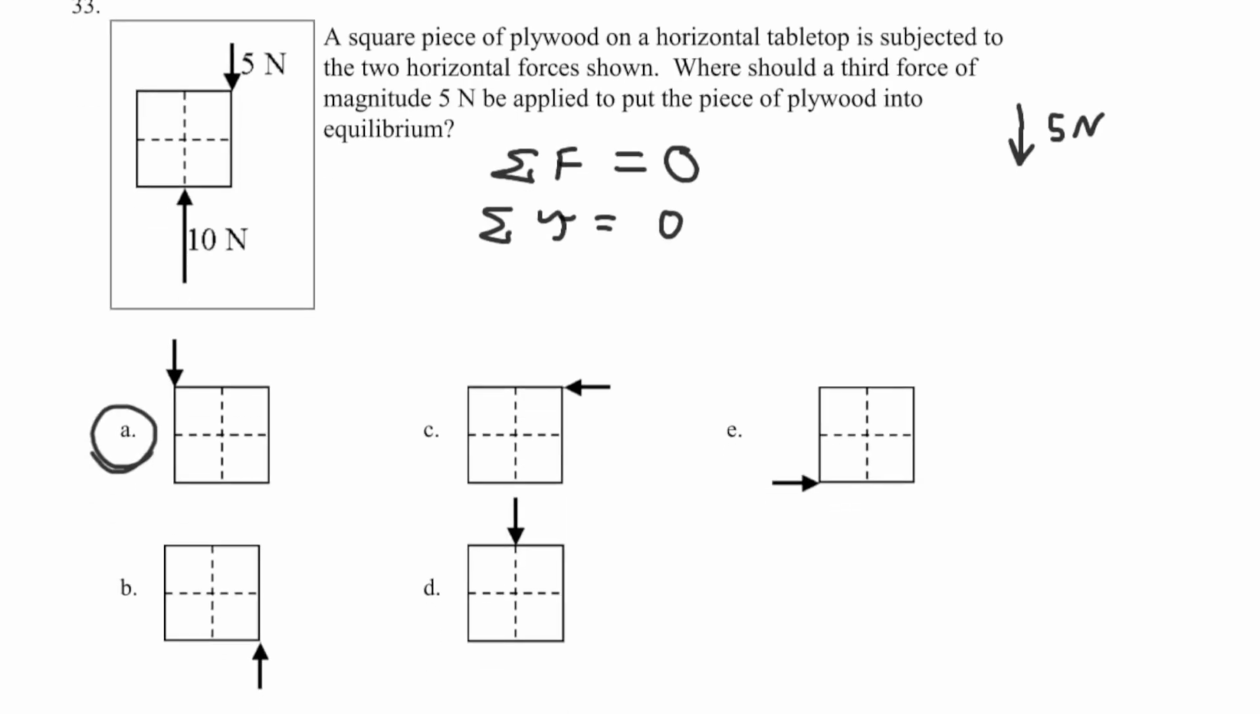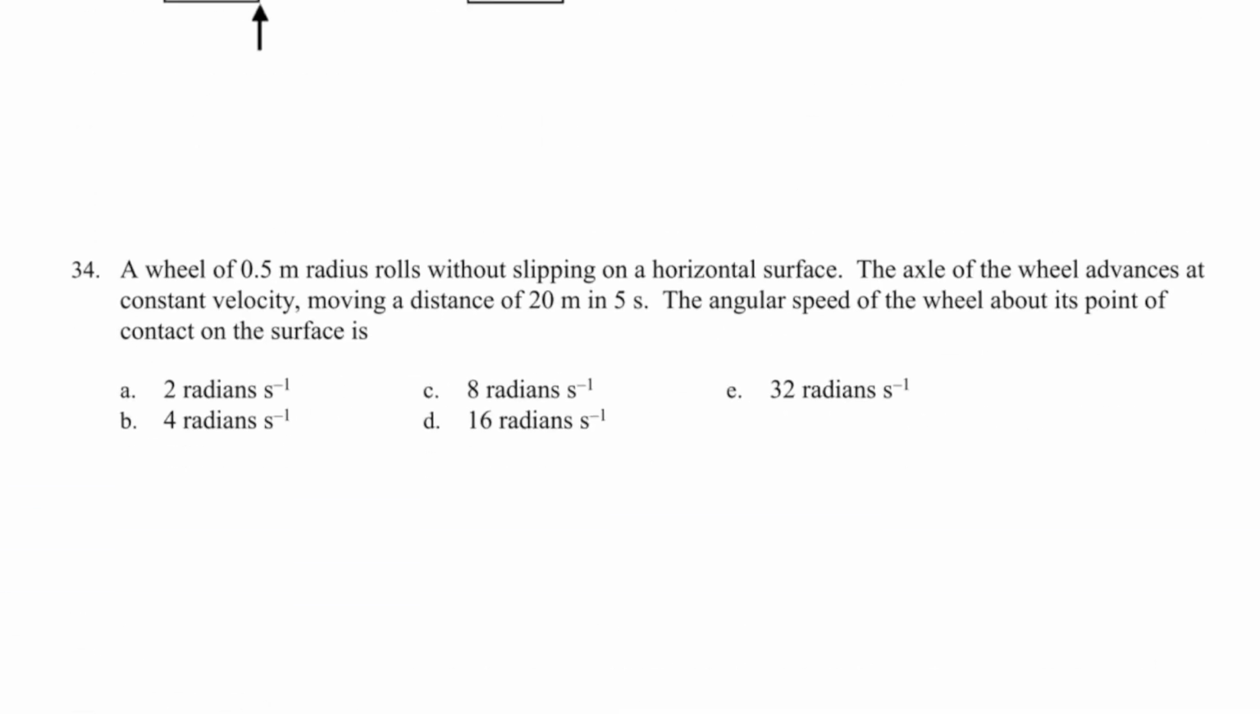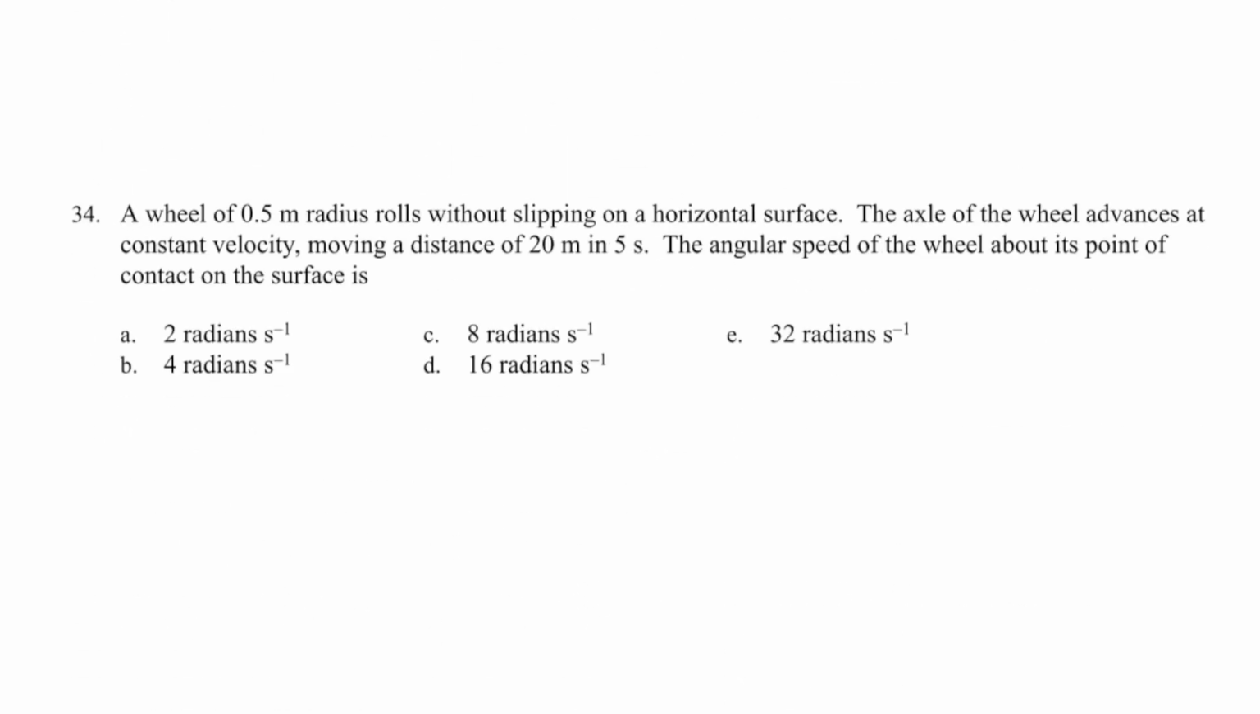And again, C is incorrect because the force has to be down. E is incorrect because the force has to be down. B is incorrect because the force has to be down, because we need the forces to balance first. And then for the torques, there's no torque generated from the force at D. But there is torque being generated on this corner by the 5, so you have to cancel it.